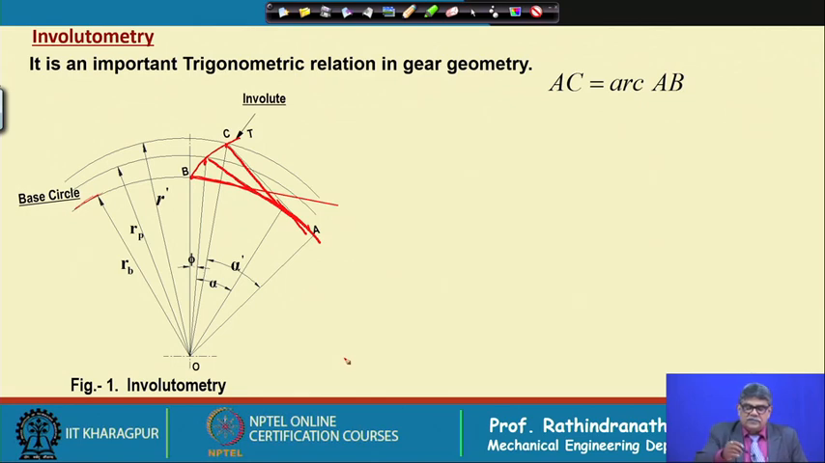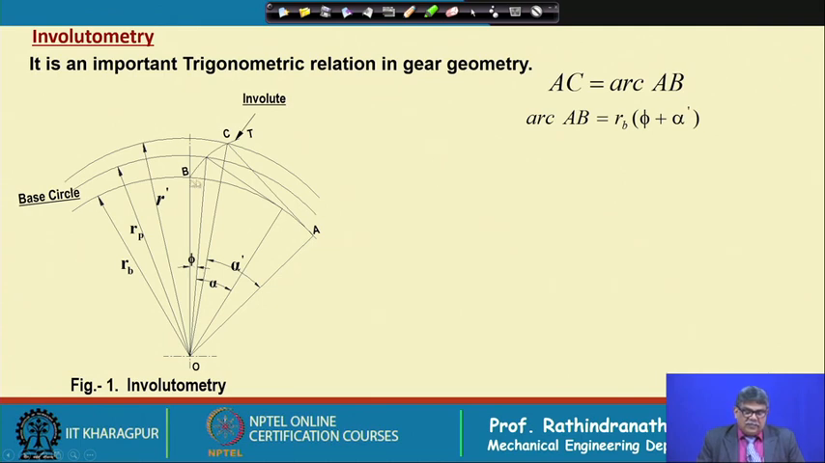In this figure, it is shown that an involute profile B to T has been generated, and then when the profile has reached C, if we consider the length A C, A is the point of tangency of this chord when the generating point has reached C. So, we consider that length A C must be equal to this arc length A B. So, we can write A C is equal to arc A B.